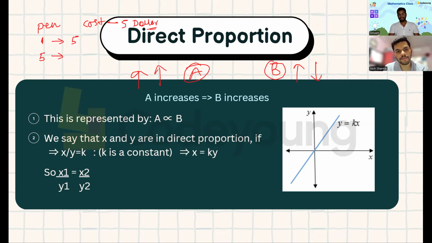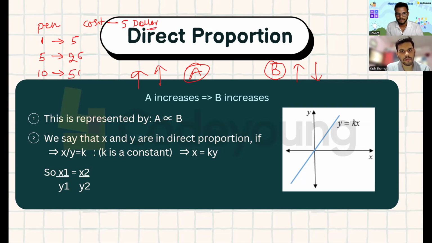25. Great. So you have spent 25 rupees for 5 pens. Now tell me, if you want to purchase 10 pens, what is the cost? One pen is 5 rupees, so 10 pens is 50 rupees. Yes, 50. Great, you answered it.